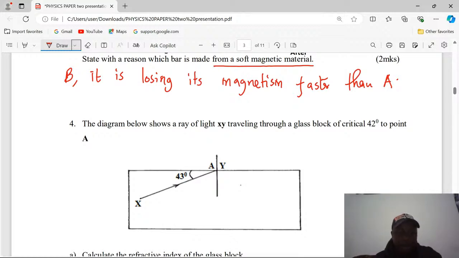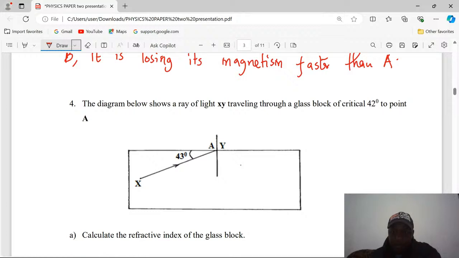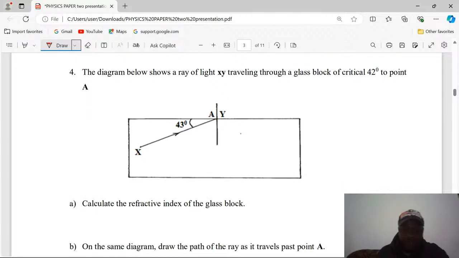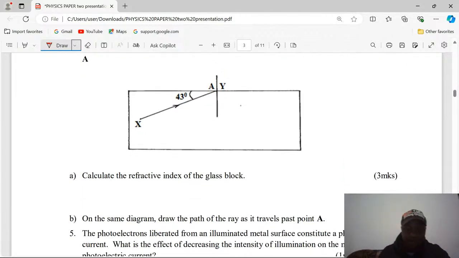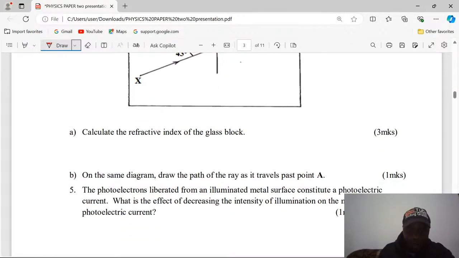Another question in number 4. The diagram below shows a ray of light XY traveling through a glass block of critical angle 42 degrees to point A. As you can see, the ray of light XY is traveling to a block here at point A. Calculate the refractive index of the glass block. The first thing is to calculate the refractive index of the glass block.